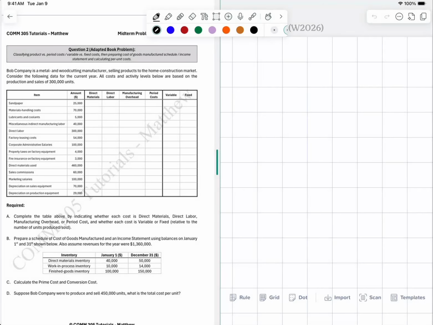So let's get into question 2 on chapter 2 for cost behavior analysis. So guys, after you complete question 1, where we divide up the product and period cost and calculate the cost per unit, now we're basically taking what we did in the previous question, but putting it on steroids.